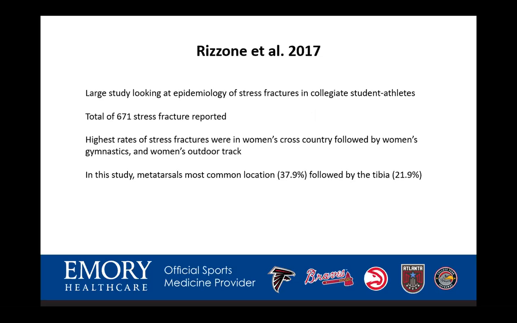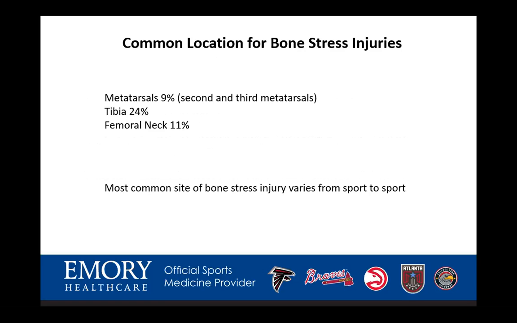In 2007, there was a study looking at 671 stress fractures in collegiate student athletes, and the highest rate of stress fractures were seen in women's cross country, followed by women's gymnastics and women's outdoor track. In this particular study, metatarsals were the most common location, followed by the tibia, about 38% were metatarsal stress fractures and the tibia 22%. Looking through other numbers, though, in other studies, you'll find a little flip where the tibia is actually considered the most common site of bone stress injury. Metatarsals about 9%, and then femoral neck about 11%. But depending on the study you're looking at, you'll get little number changes, but these are commonly involved areas.